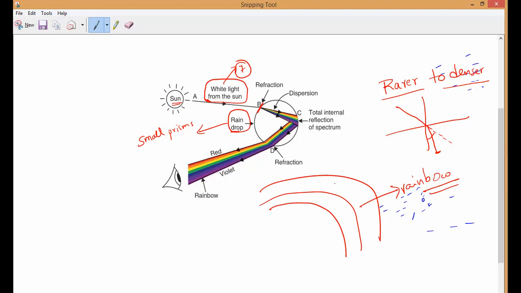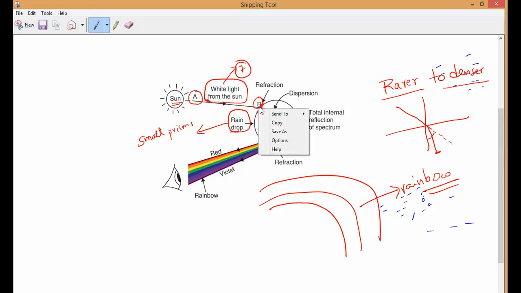Now you can see how the formation of a rainbow happens. I am taking a ray of light. What is the name of the ray of light here? White light. What is the name? I am asking the name. AB. At the raindrop, at which point? Which point, Nitinath? Pranav?